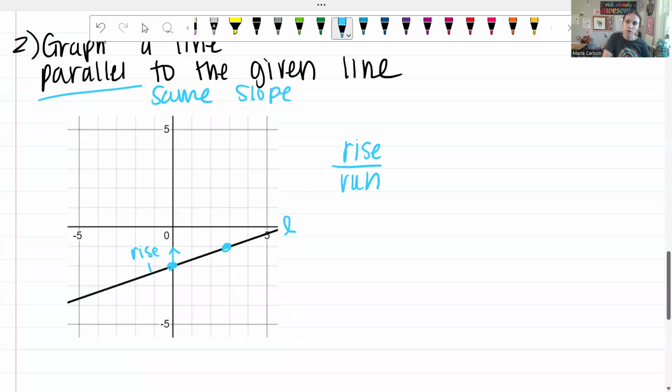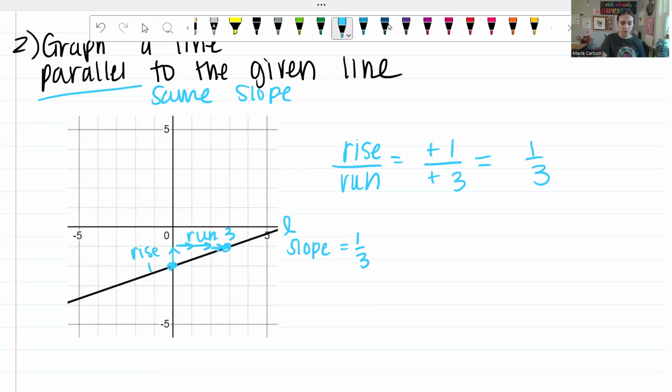Rise 1. And then we would have to run 1, 2, 3. So our rise is positive 1 because we went up, and our run is positive 3 because we went to the right, which is great because I started at the left-hand side. So all in all, this slope is 1/3. So a parallel line should also have a slope of 1/3.